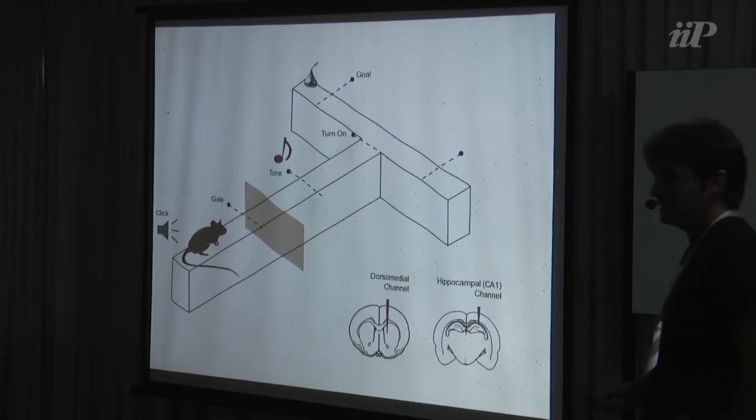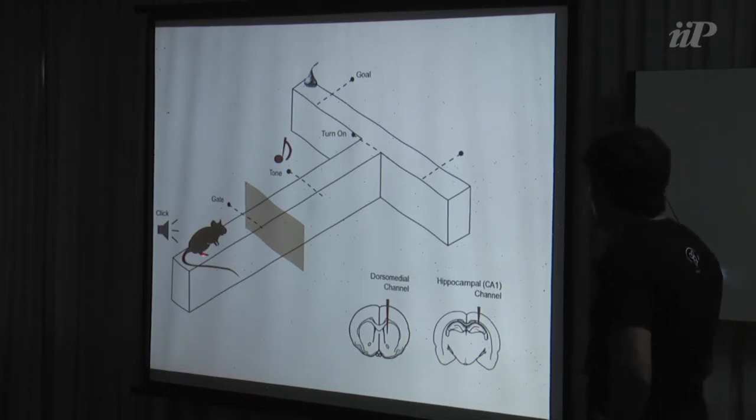The task is a cue-induced T-maze. The animal goes through the maze, and it has to learn to turn left or right when it starts listening to a tone. This tone could be a high pitch or a low pitch. Say, if it's a high pitched tone, the animal has to go left. If it's a low pitched tone, the animal has to go right. So it's decision making based on the cue, based on a sound.